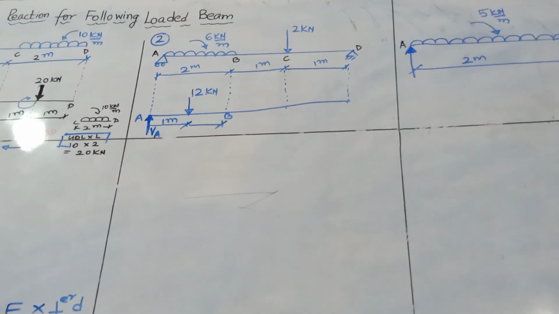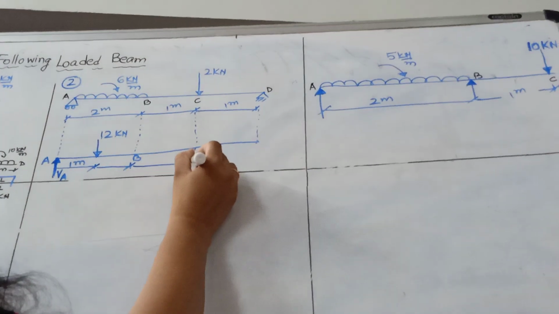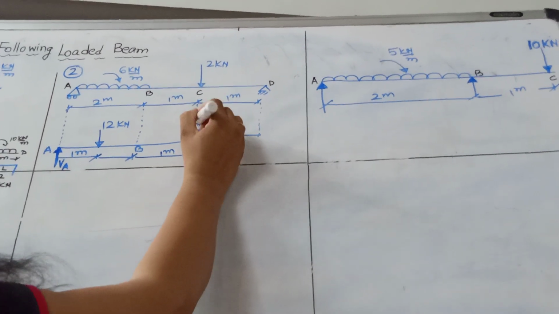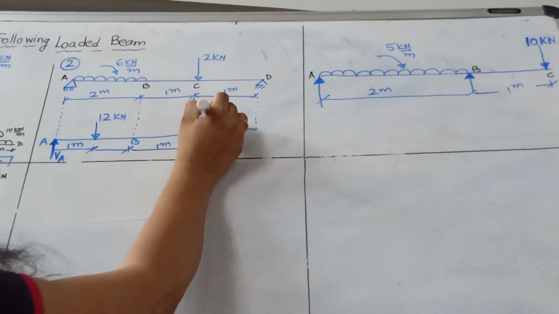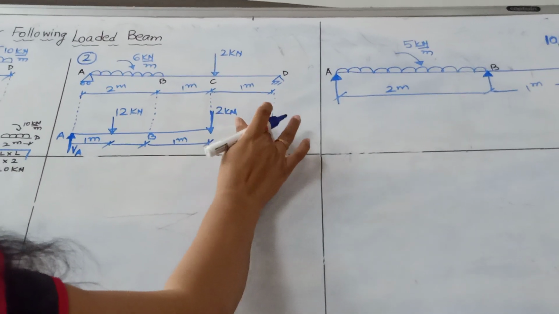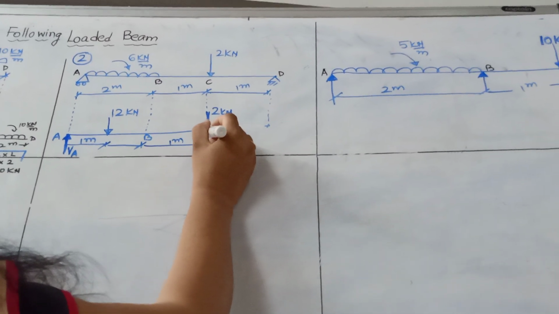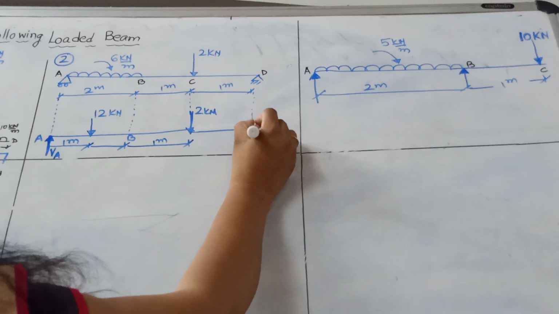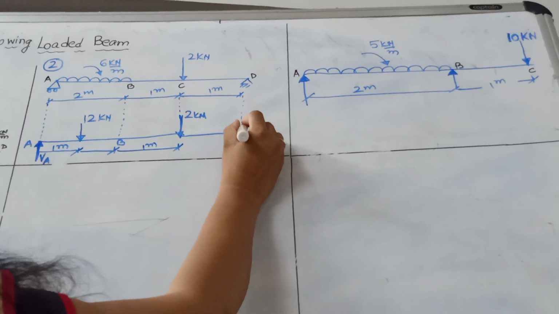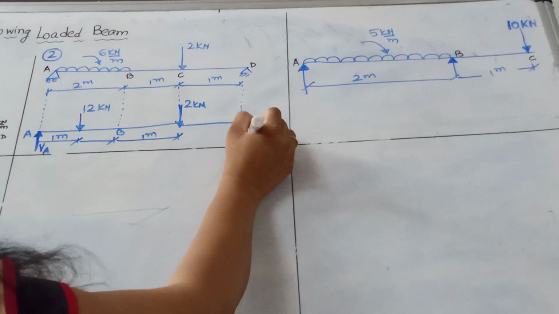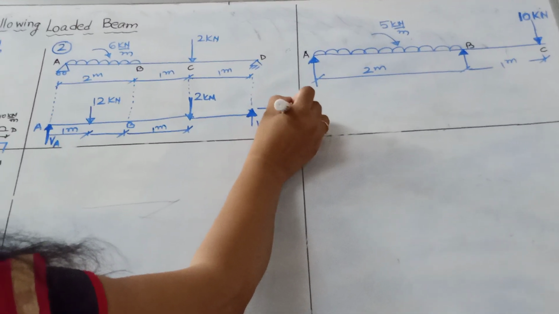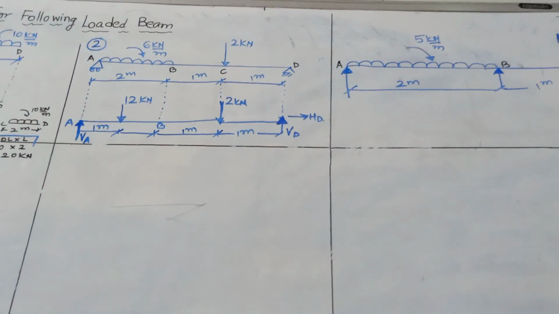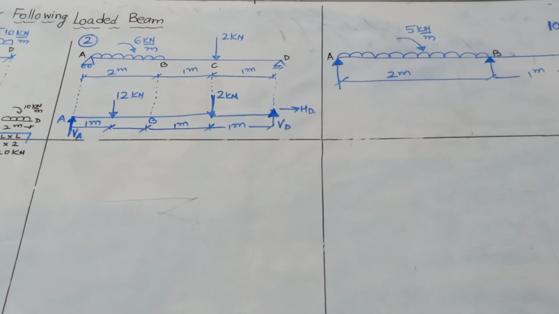Then we come to the point C where only a point load is acting at a distance of 1 meter. So we can show that this is a point load of 2 kilonewton. And then we come to the point D where point D is a hinge support. So hinge support, how many reactions? 2 reactions, vertical reaction VD and horizontal reaction HD. Again, the directions are assumed. Okay. So the first step to draw the free body diagram is done.